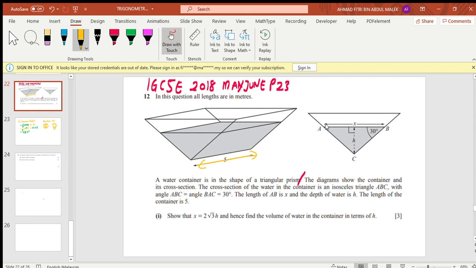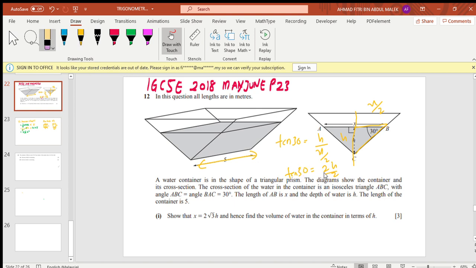So look at x. We can manipulate the diagram and cut it into two. So x now becomes x over 2, and this is h. So we can use tangent 30 degrees equals h over x over 2. So you get 2h over x equals tangent 30 degrees.